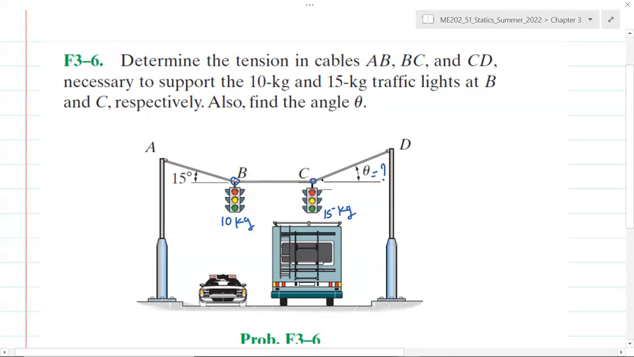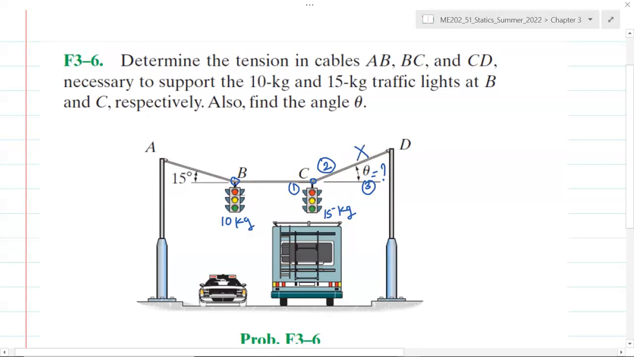Now, if we start with C as our free body diagram, then the number of unknowns are: we do not know force in cable BC, so that's 1. We do not know force in cable CD, that's unknown number 2, and we do not know the angle theta, which is unknown number 3. But we can solve only up to 2 unknowns with one free body diagram in a 2-dimension problem. So this is not going to help us. So that's not a good idea.